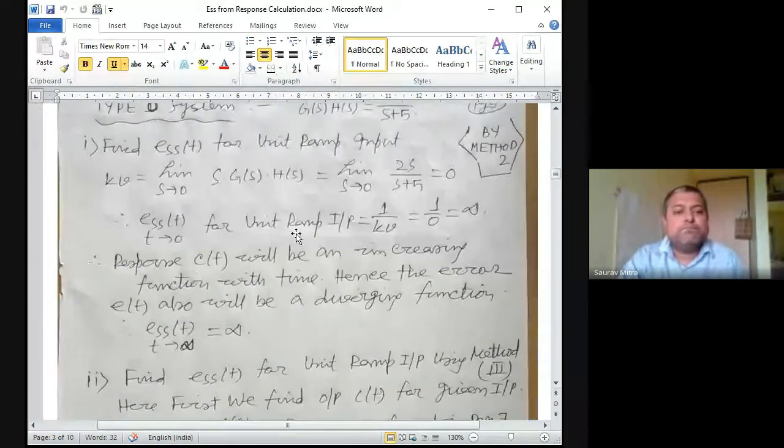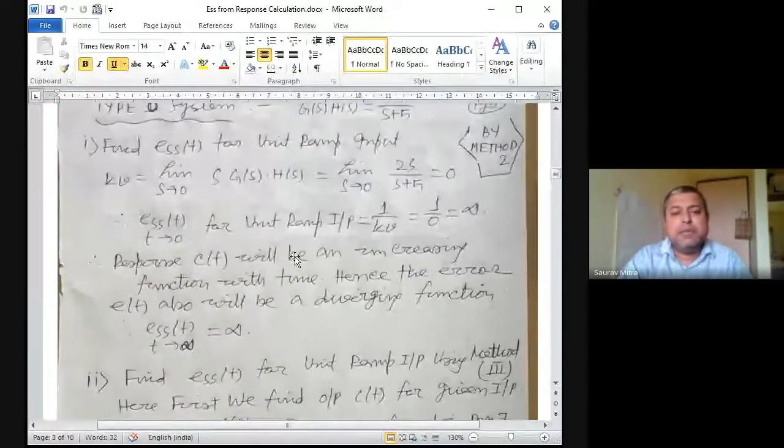In this case, how much will be the steady state error? First we have to find by method 2 what Kv is. The formula is given as s G(s)H(s). Substitute G(s)H(s) that we have already assumed. This is a type 0 system, so you find Kv is 0. In that case, the steady state error is 1 by Kv, 1 by 0, which is equal to infinity.